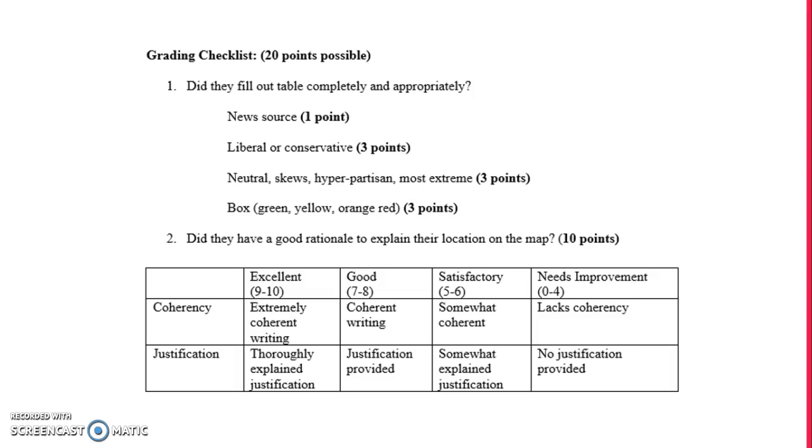Here's the grading checklist that I'm going to be following. The first part of it, which is basically just filling out the table, is only worth 10 points. The news source is 1 point, and then each one is 3 points. However, the justification is where the bulk of the points is, and that's where I really am interested to see what students put, so that's worth 10 points.